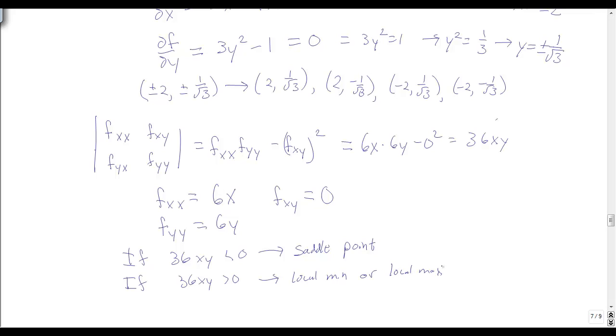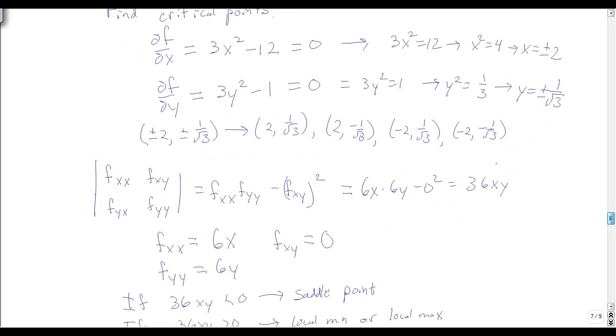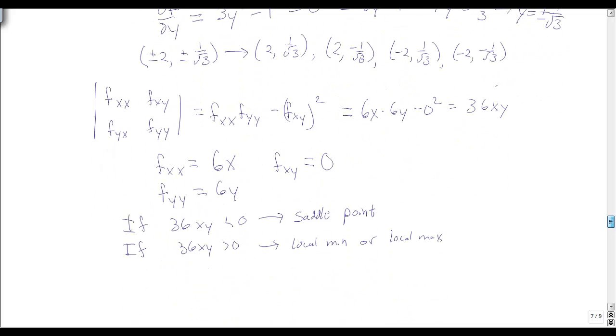If this is ever positive, because you're subtracting a square, that means fxx times fyy has to be positive. That means either both fxx and fyy are positive or both are negative, and those two cases are going to determine local min versus local max.